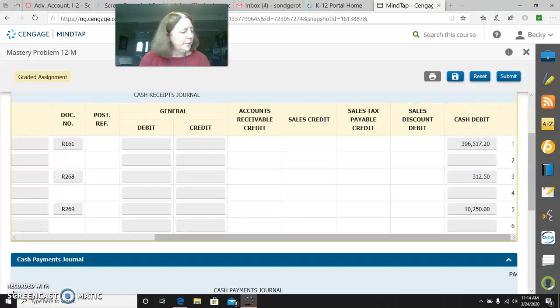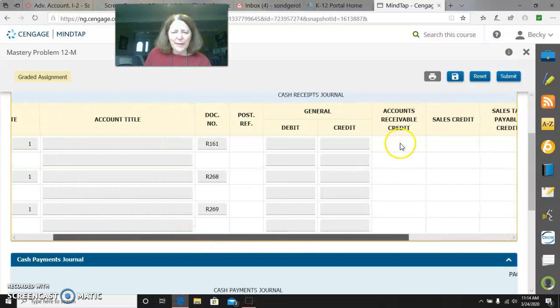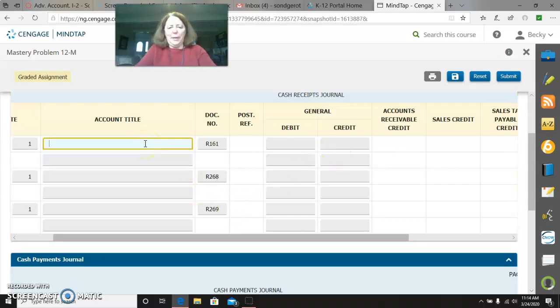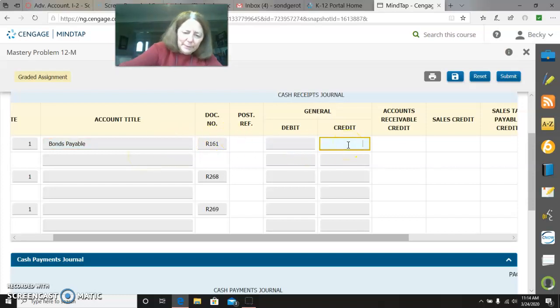The next entry is on June 1st, and it says we're receiving cash for bonds, so we are issuing bonds in this transaction. So it told us in the problem that the amount we received was $396,517.20, so I have debited cash for that amount. And then the other thing that I know is if I issued them, like I just said, bonds payable is going to get credited for the face amount of the bonds. And that face amount of the bonds is $400,000. So we will credit bonds payable because we always credit when we issue.